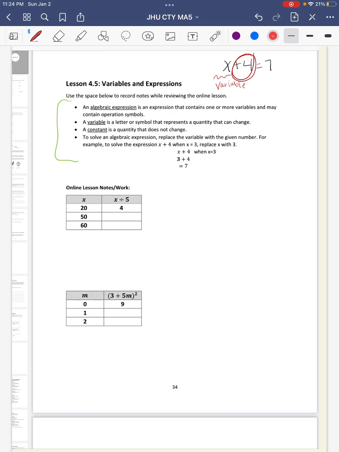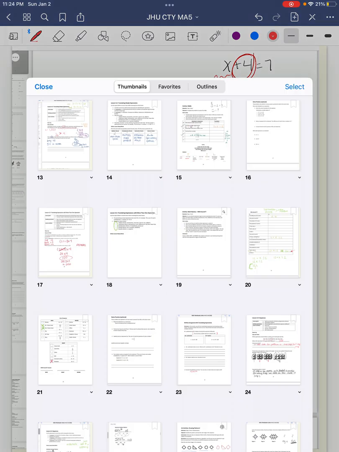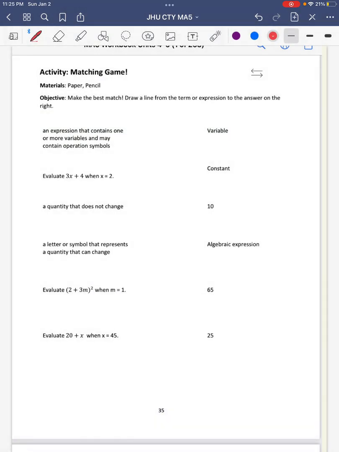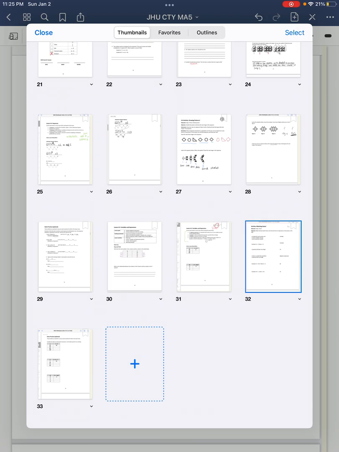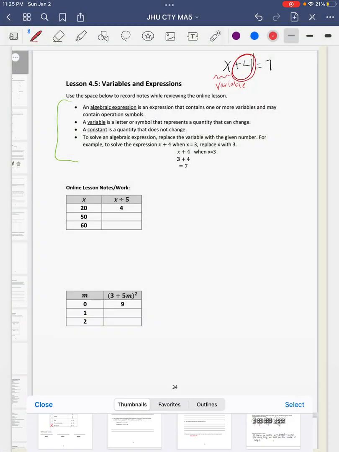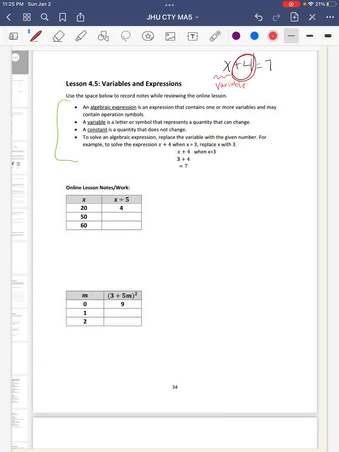And then your variable could be any letter. I could have used any letter of the alphabet. I just chose to use X. You can see down here they use X, they use M, and then on the next page that I did not print out because I'm silly, on your next page they also had some more practice for you there. Unless that was it.